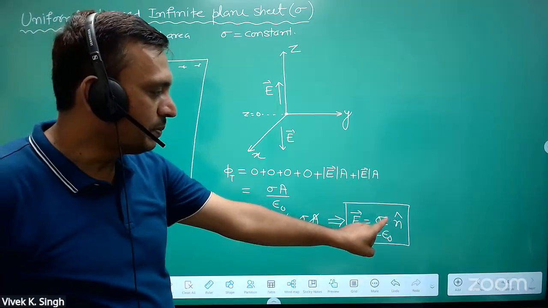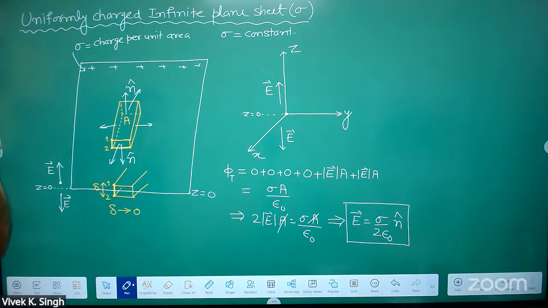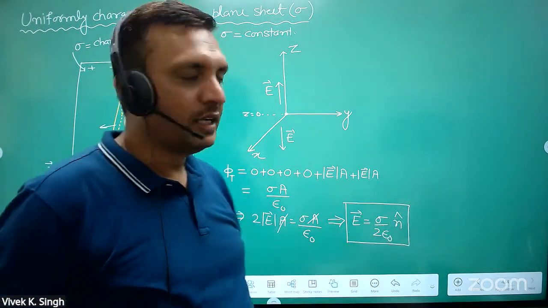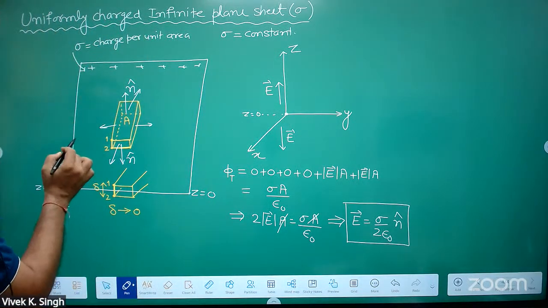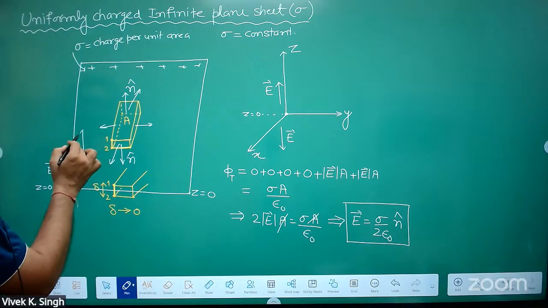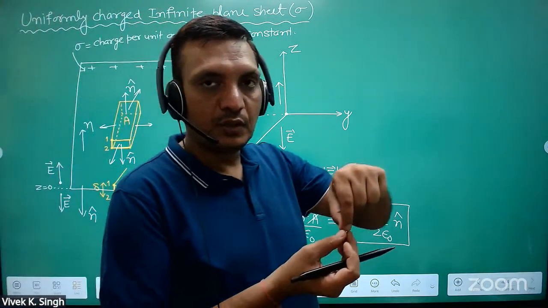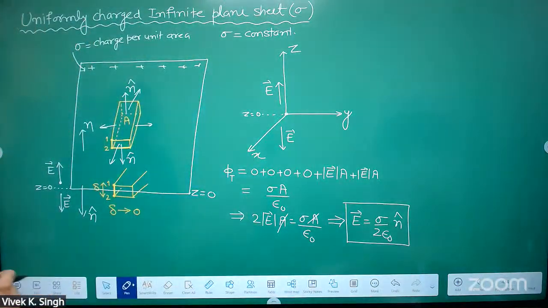When charge sigma is positive, direction will be away from the sheet. When sigma is negative, it will be towards the sheet. So n cap direction is just perpendicular to the sheet. So I'm taking this direction to be n cap. Here also this direction to be n cap. N cap means perpendicular to the sheet, pointing away from the sheet. So this is the second case.